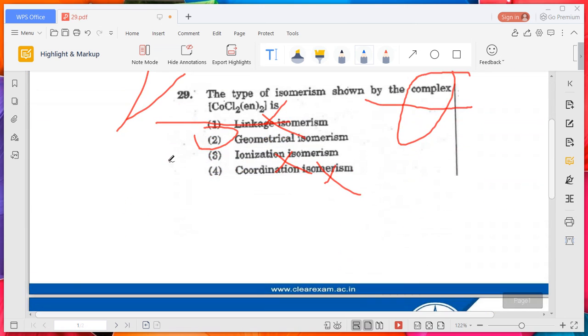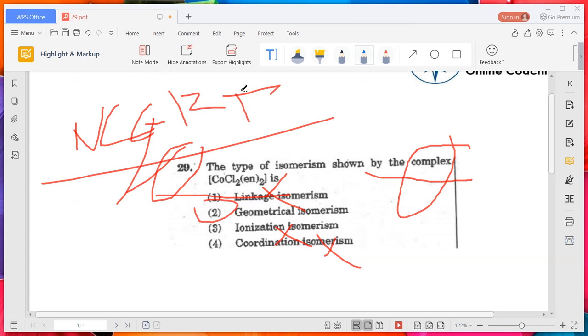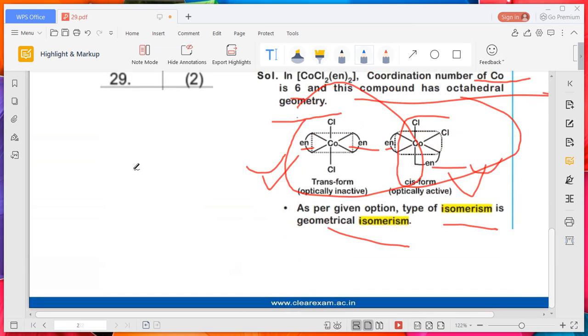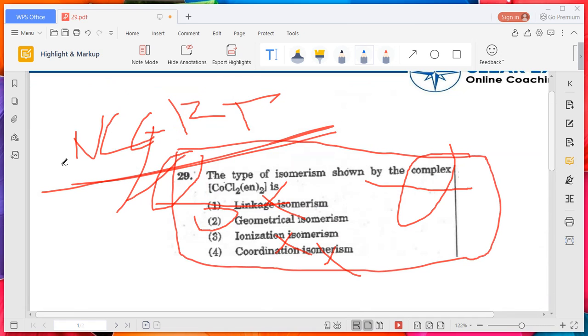This type of question comes from NCERT many a time. This is an NCERT question. If you learn NCERT, then you can face this kind of question every time. NEET is much easier if you know NCERT.